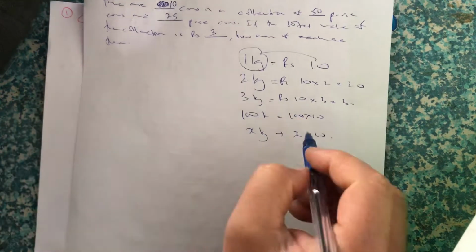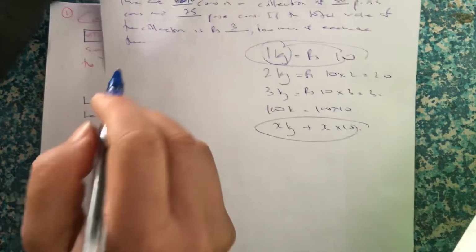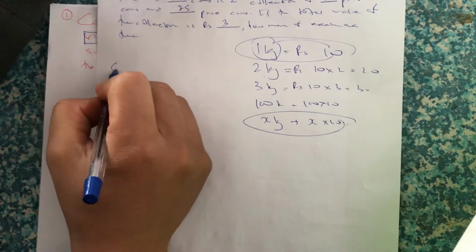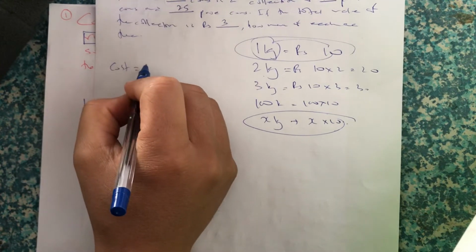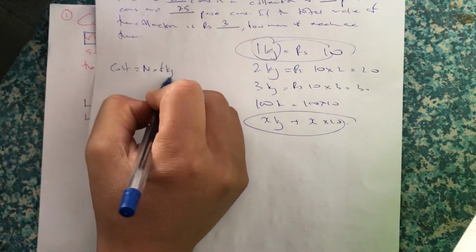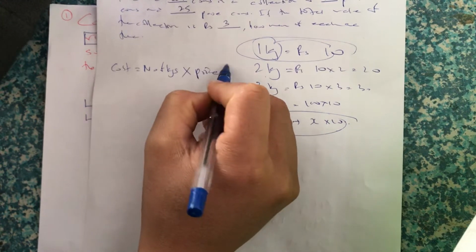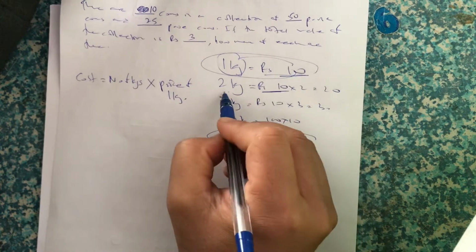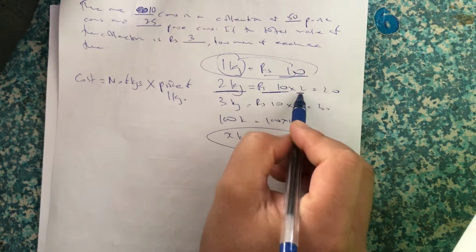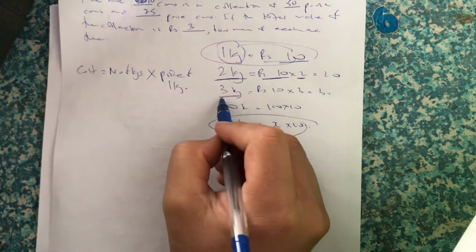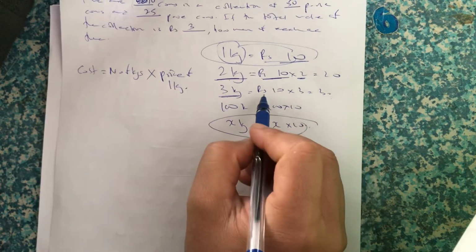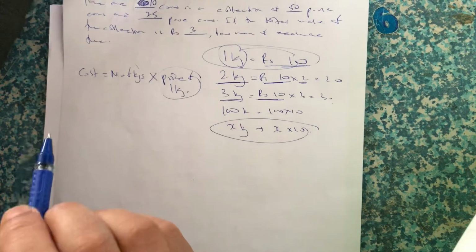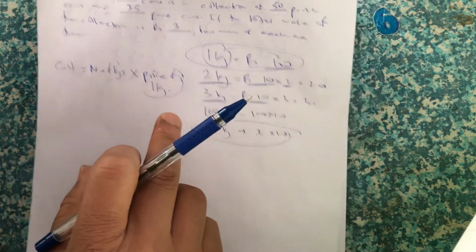That is how we get the price. If I want the price of any number of kg, the formula is: cost equals the number of kgs we are talking about into the price of 1 kg. Over here the price of 1 kg is 10, and we are talking about 2 kg, so we get 10 into 2, which is 20. If I have 3 kg, how did I get 30? We took the price of 1 kg, that is 10, into the number of kgs. That's the formula we will be applying.